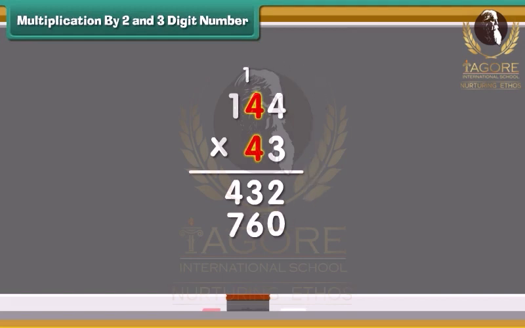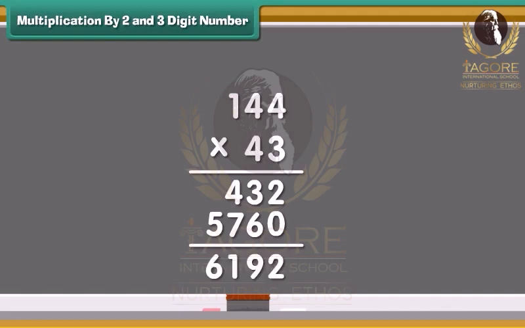Multiply 4 with the number 4 on the tens place and add 1 which was carried forward. Write 7 in the hundreds place and carry the 1 forward to the thousands. Multiply 4 with the number 1 on the hundreds place and add 1 which was carried forward. Write 5 in the thousands place. Now add the two values. We get 6,192. So, 144 multiplied by 43 is 6,192.